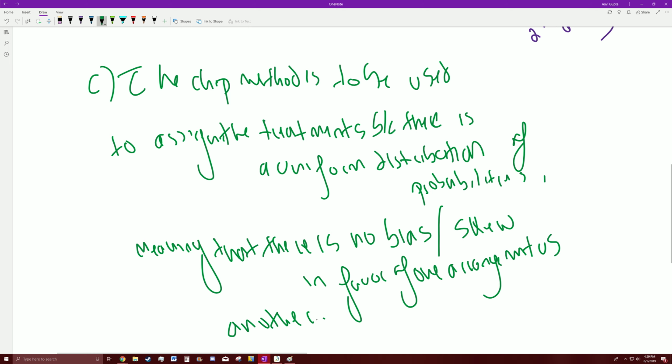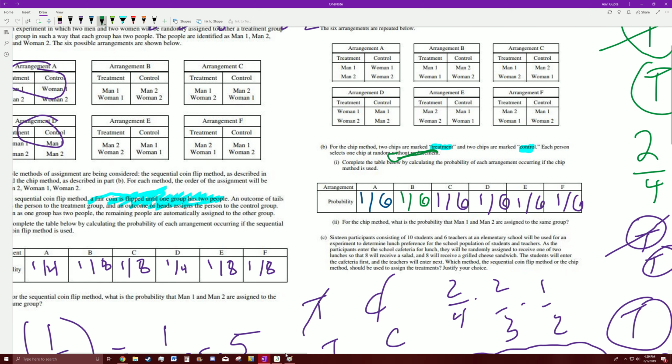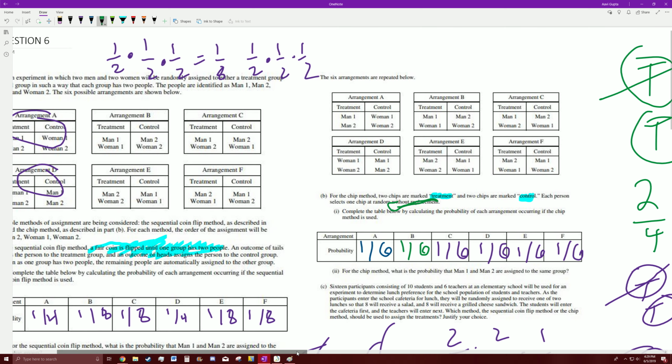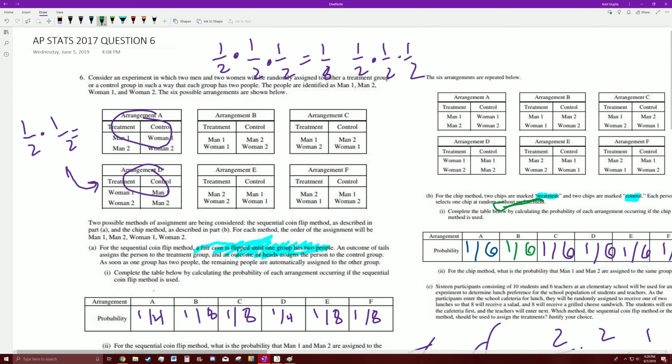There you go. And that should be sufficient credit for this investigative task for the 2017 exam.